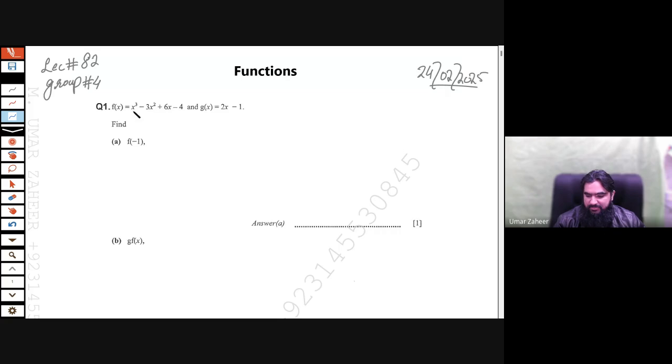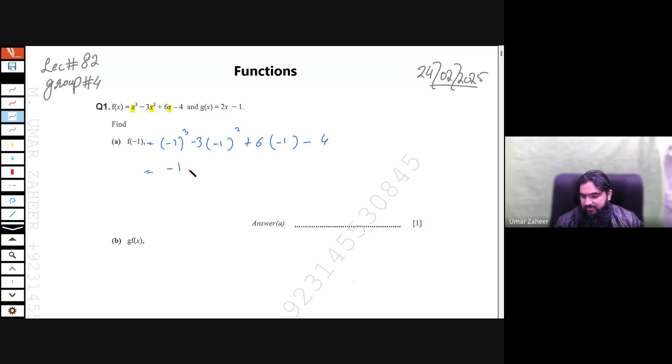So you just have to substitute minus 1 at the place of x. To substitute the value, we have minus 1 cubed minus 3 into minus 1 squared plus 6 into minus 1 minus 4. At the place of x, we have to substitute minus 1. So minus 1 minus 3 minus 6 minus 4. That is going to be minus 40.